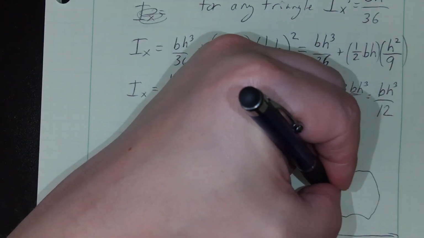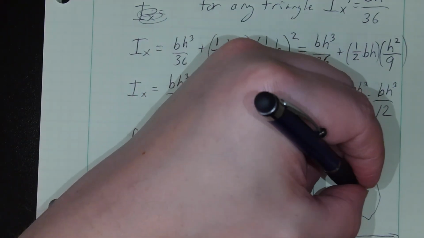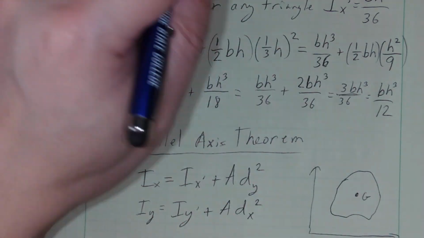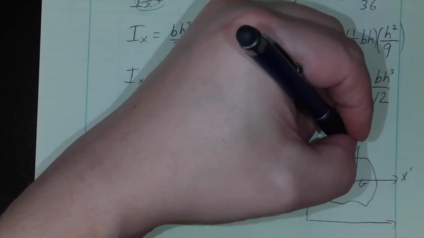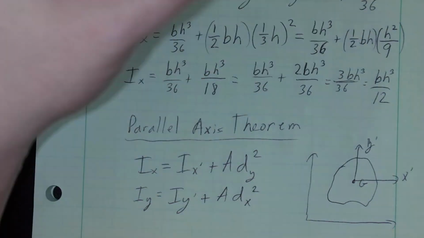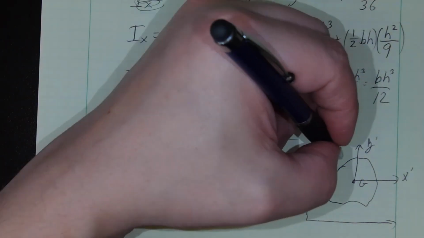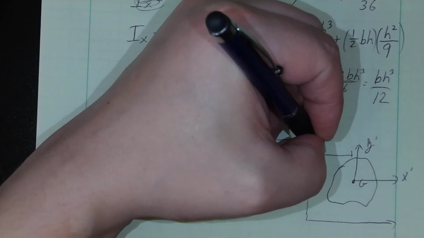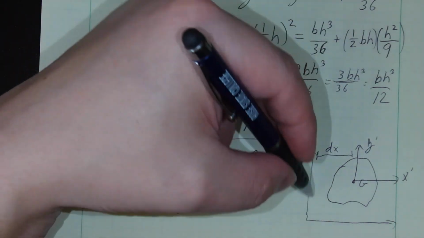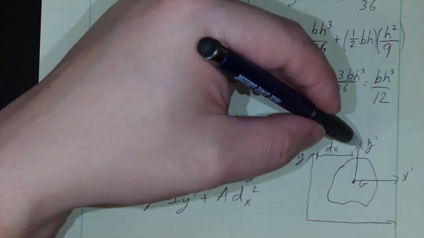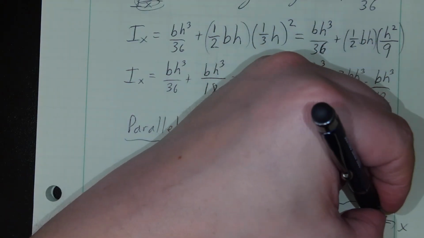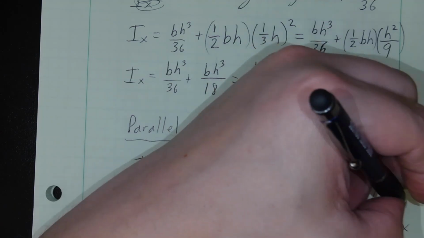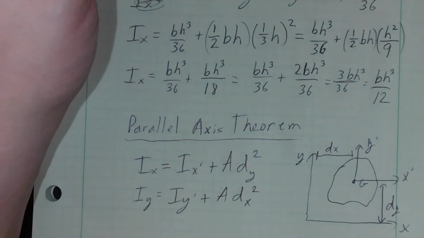So again, any random shape that I happen to know the moment of inertia for its x prime and y prime axes, the axes passing through its origin. The distance between the y-axis, which I want to know the moment of inertia about, and its centroidal axis is going to be d sub x. And the distance between the x-axis and the centroidal x-axis for the shape is going to be d sub y.